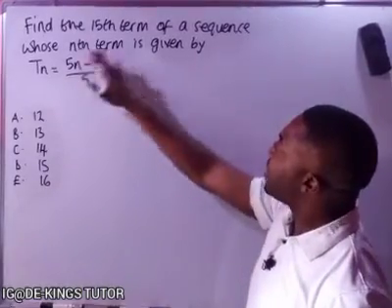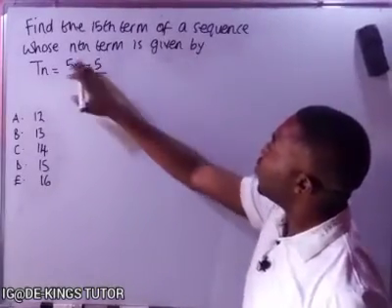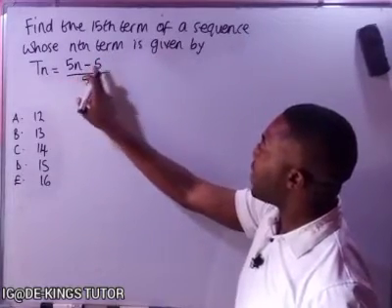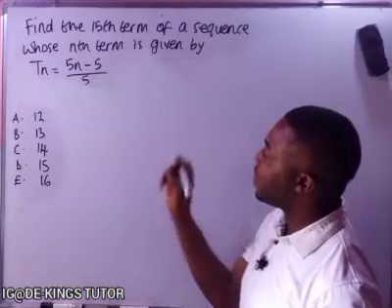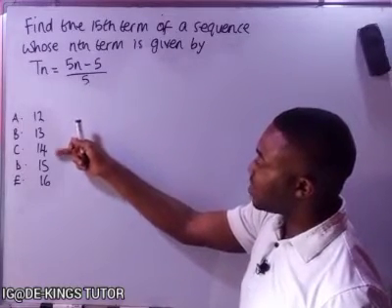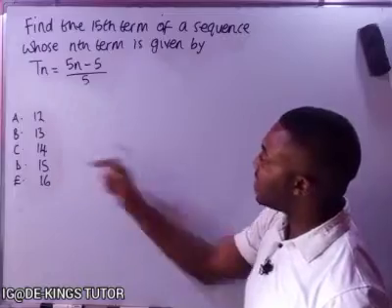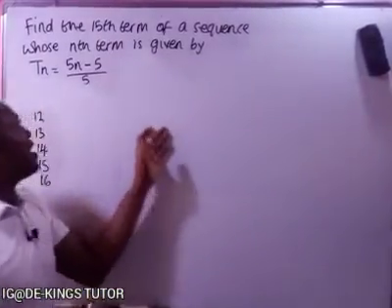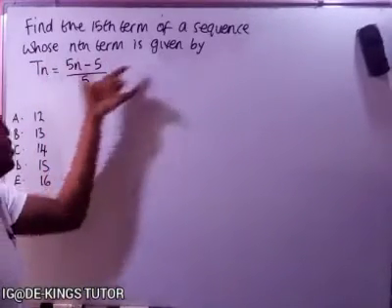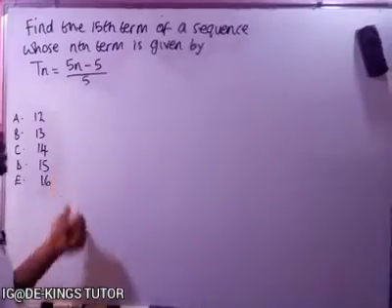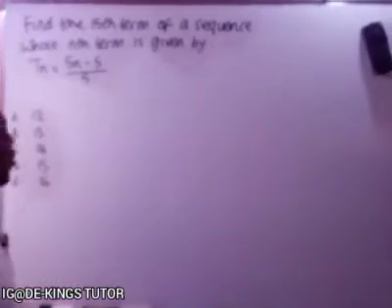Now it says, find the 15th term of a sequence whose nth term is given by Tn equals (5n minus 5) divided by 5. Okay, and the options are A 12, B 13, C 14, D 15, and E 16. So what they're telling us is that the nth term of this sequence is given as this, and that we should find the 15th term of this.